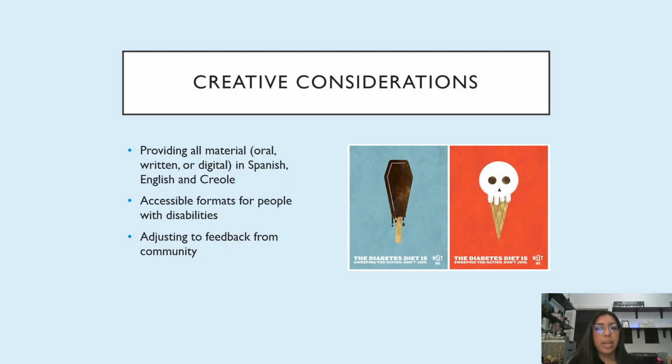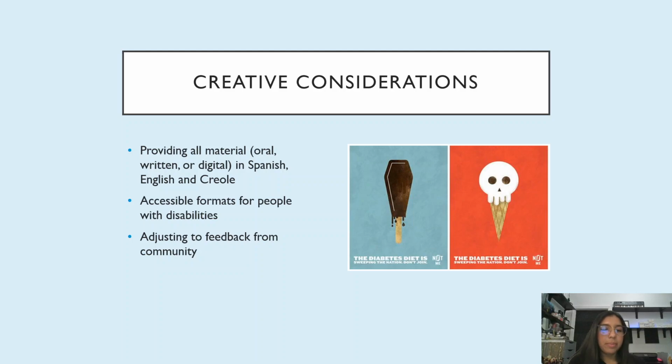So finally, some creative considerations about my messaging. Something very important is that all material, whether it's oral, written, or digital, is communicated in Spanish, English, and Creole to reach a wide range of audiences. Eventually, as the programming develops, I would like to include more accessible formats for people with disabilities. So, larger text, or having a sign language interpreter, or anything that would allow me to reach this population as well.